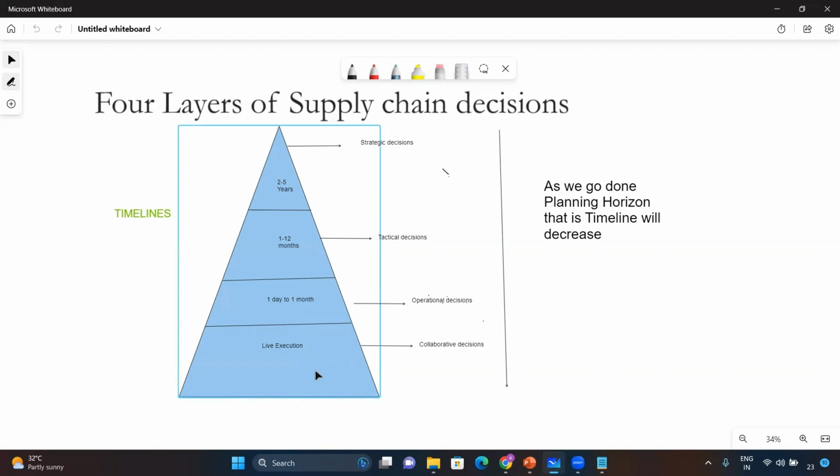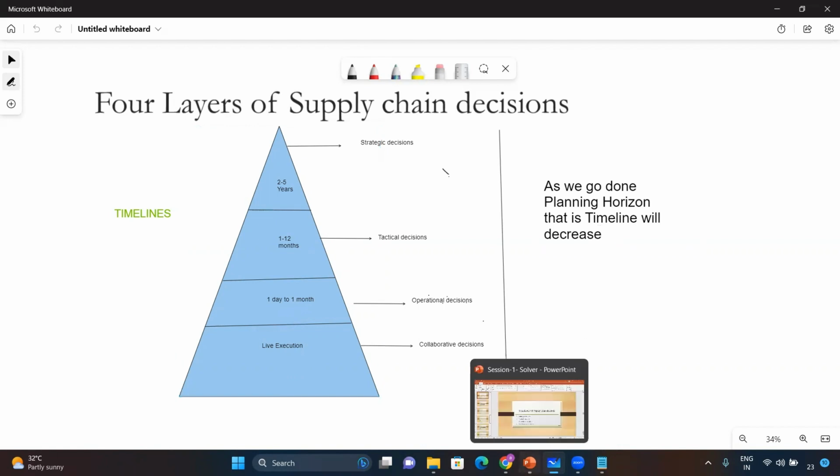If you notice here, as we go down the planning horizon, the timeline decreases. The first, strategic decisions, are long-term decisions, 2 to 5 years. The second is medium-term decisions, 1 to 12 months. The third layer is again short-term decisions, 1 day to 1 month, and this is live execution. That means the timeline is decreasing.